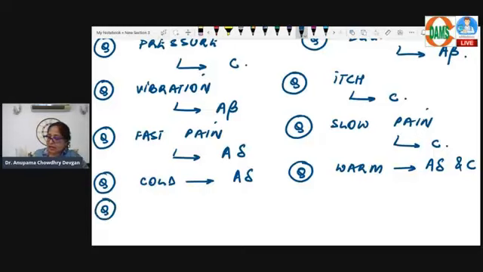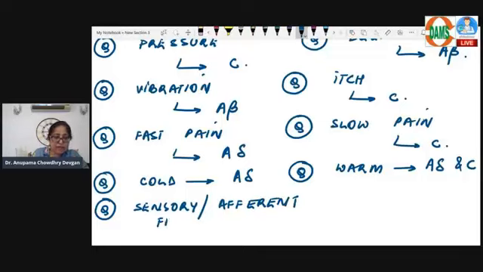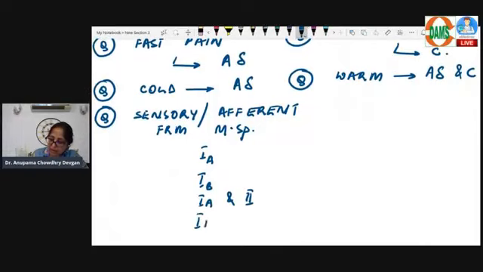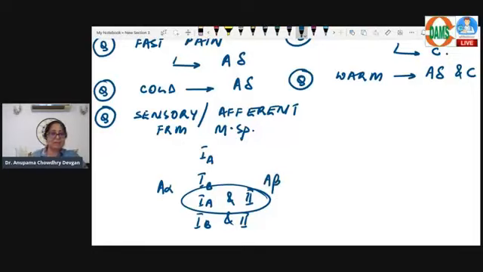Let's see this. Which is the sensory or afferent fiber from the muscle spindle? Is it going to be 1A? Is it 1B? Is it 1A and 2? Or is it 1B and 2? Now, sensory from the muscle spindle is 1A and 2. 1A, if you remember, was the same thing as A alpha. 2 is the same thing as A beta. Have you understood? These are synonyms. So 1A and 2.